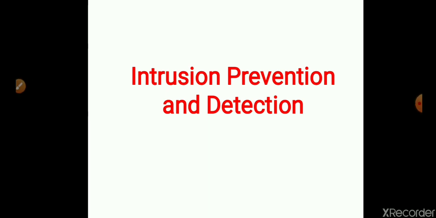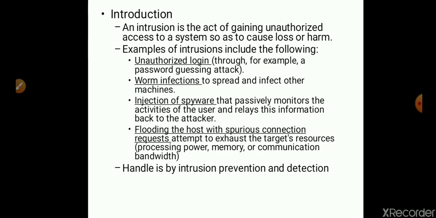Today we'll be looking at the contents of intrusion prevention and detection. The definition of intrusion is the act of gaining unauthorized access to a system so as to cause harm or a loss. Examples include unauthorized login, where someone guesses the password and tries to access the system, and worm infection, which spreads and infects other machines. Injection of spyware is to monitor the activities of the user, and the last one is flooding the host with spurious connections, trying to exhaust the processing power, the memory and the communication bandwidth of the user. To handle intrusion, there is a simple method: prevention and detection.